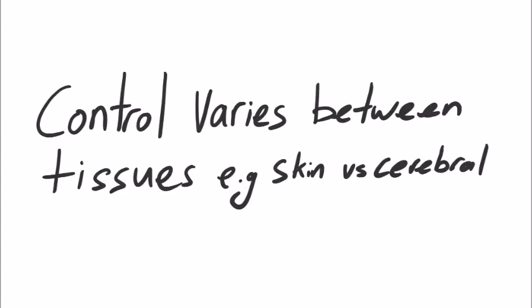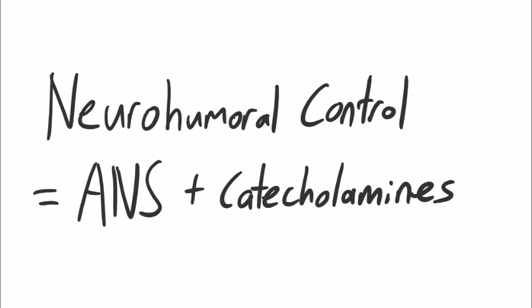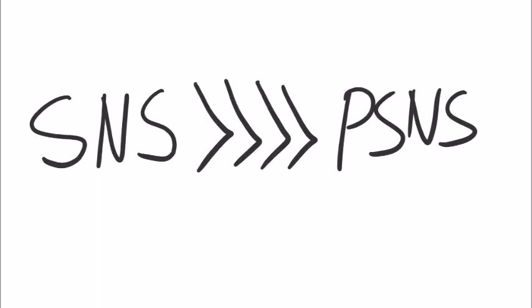What's interesting about autoregulation is that it doesn't occur to the same degree throughout the body. For example, cerebral autoregulation is very highly regulated, while cutaneous autoregulation is almost non-existent. So, we know about autoregulation, but what about neurohumoral control? Controlled by the autonomic nervous system, with some input from circulating catecholamines, the autonomic nervous system predominantly acts through sympathetic stimulation, as opposed to parasympathetic stimulation, where vasculature is concerned.